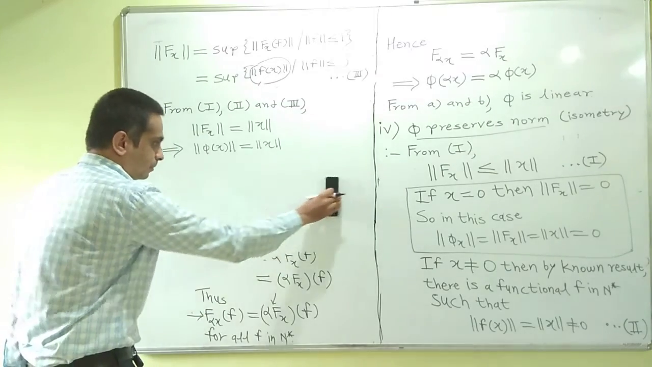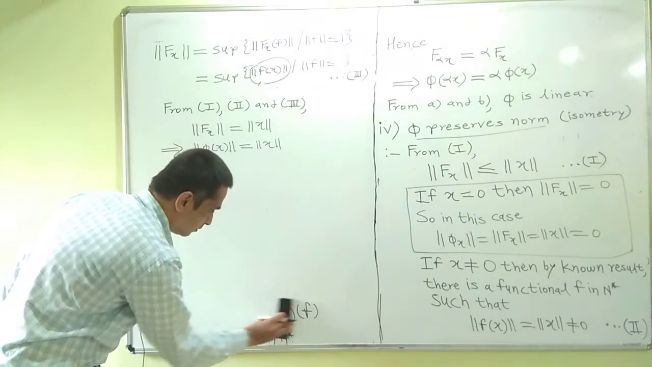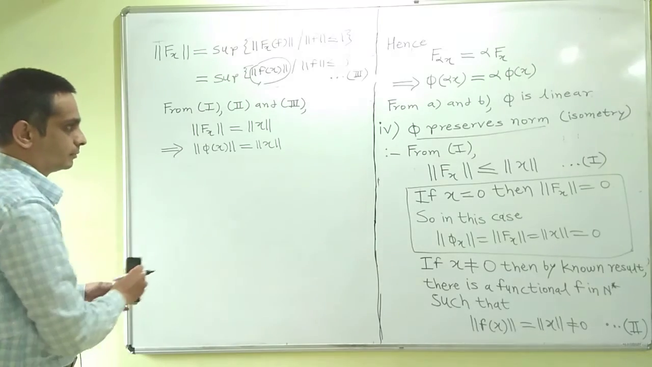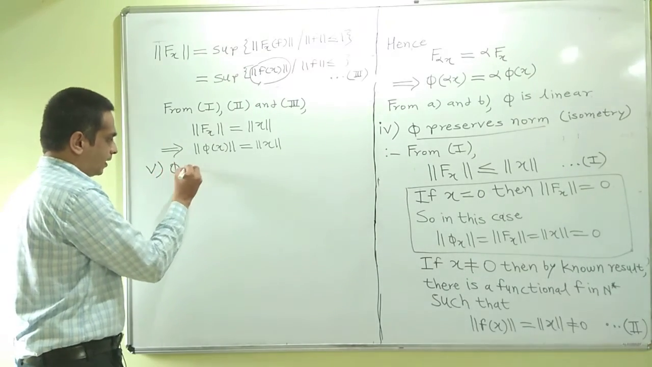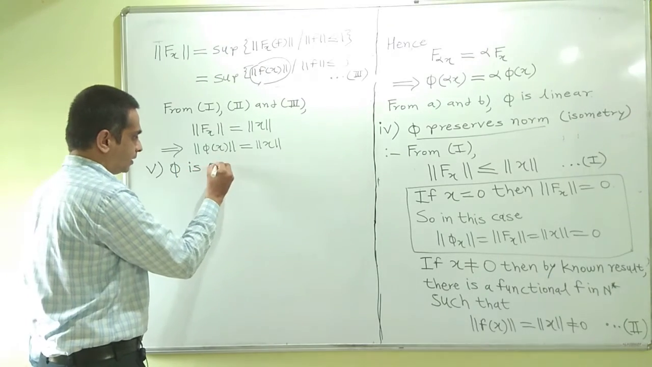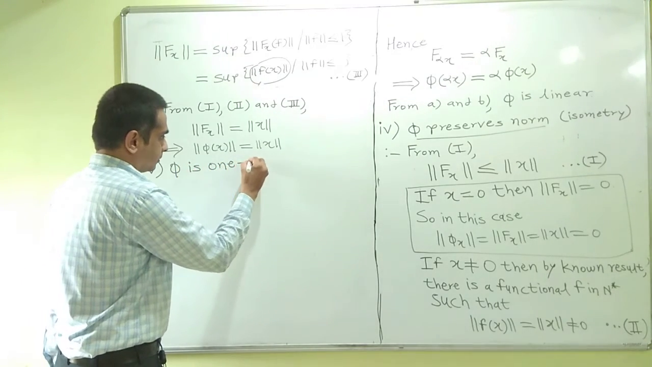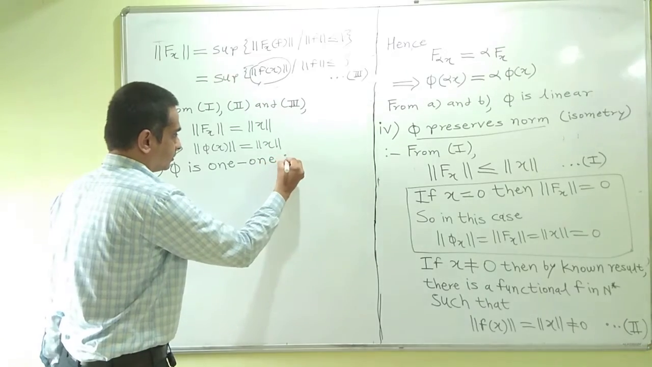The one last property which we are going to prove is phi is 1-1. That will complete the proof of this theorem. Phi is 1-1.